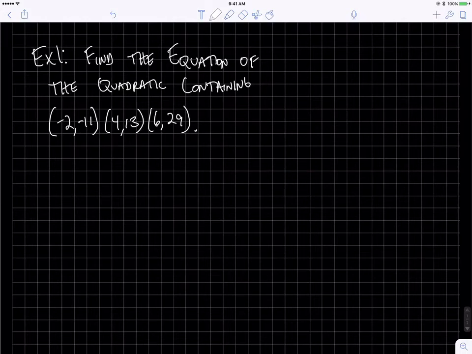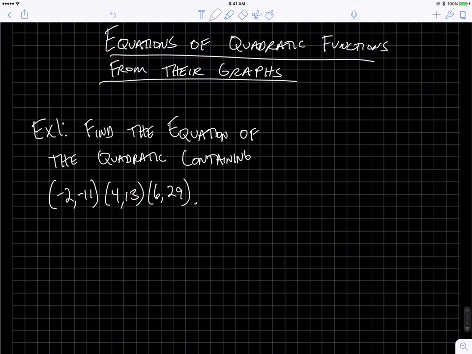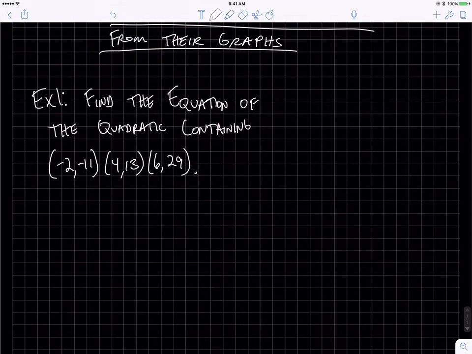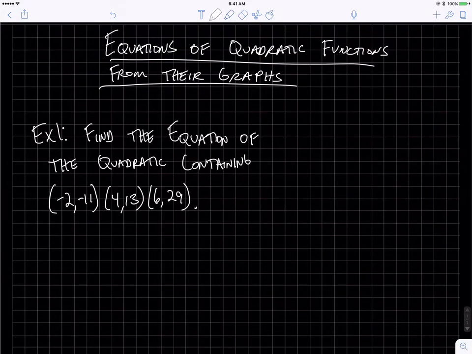All right, so we're going to find out how to write the equation of a quadratic function given the graph, or if you're given points. So the first thing to remember is that to write the equation of a line, or to define a line, we need 2 points, and lines are degree 1.